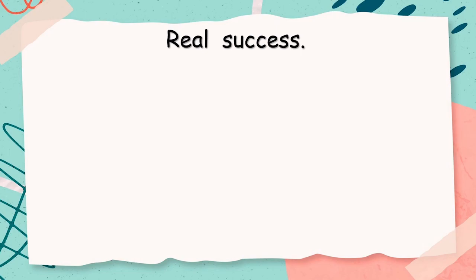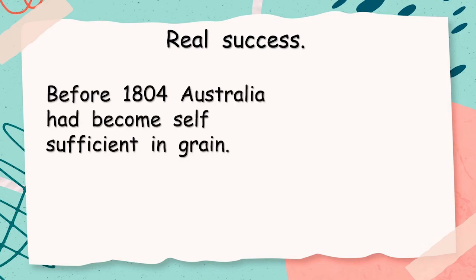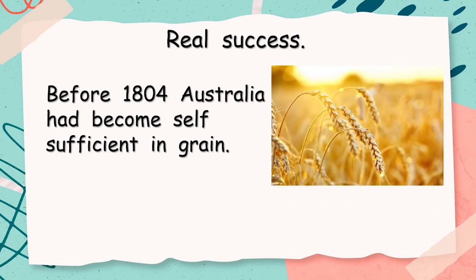Real success. Before 1804, Australia had become self-sufficient in grain. Now that's amazing. So very, very quickly, these people could grow enough food. They didn't need any help from outside. They were self-sufficient. Even today, most countries in the world are not self-sufficient. They need lots of help from many other places.